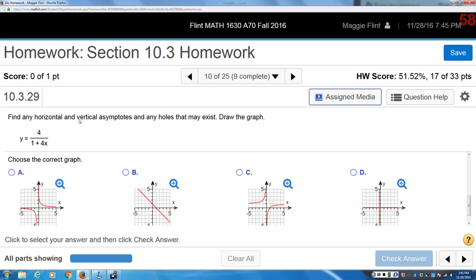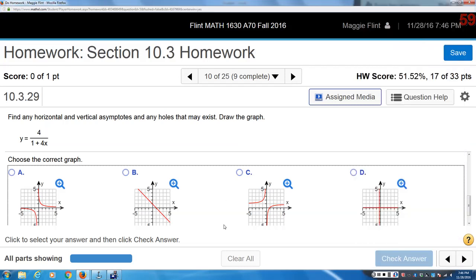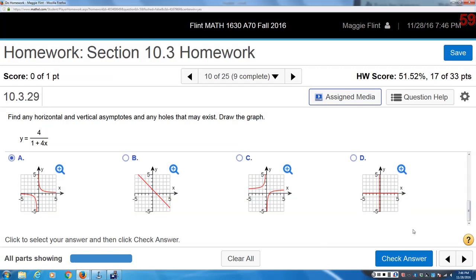Okay, find any horizontal and vertical asymptotes and any holes that may exist and draw the graph. And that looks like the one we just did. That is the one we just did. Okay, then this is the correct graph. Not sure why that one's in there twice, but we'll take it.